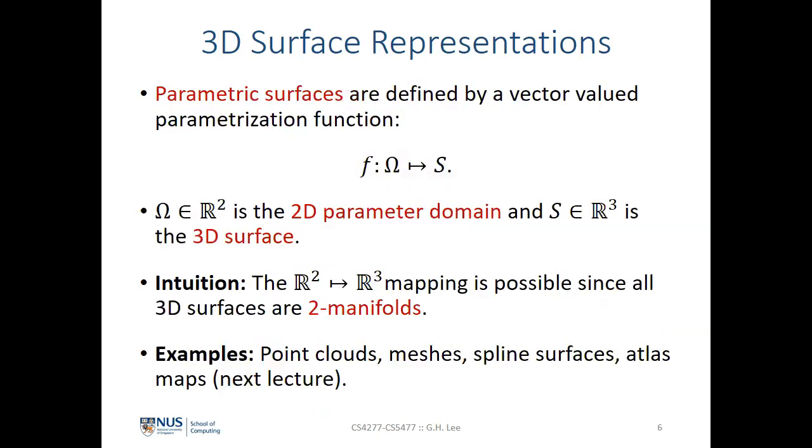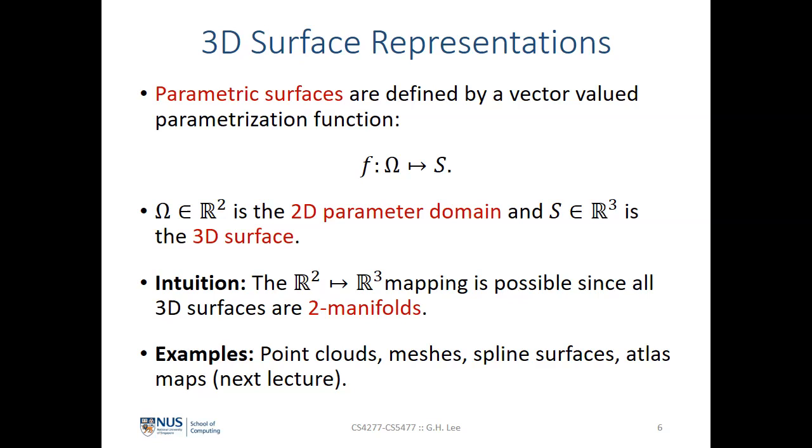Mathematically, parametric surfaces are defined by a vector-valued parameterization function. This function maps a 2D parametric domain represented by omega into a 3D surface represented by S. This 2D to 3D mapping is possible since all 3D surfaces are two-manifolds. What I mean by two-manifold is that regardless of the surface, when you are walking on that surface, it's always 2-dimensional locally, just like Earth. We live in a 3D world, but locally, when you stand on Earth, you are actually on a 2-manifold where you can move everywhere.